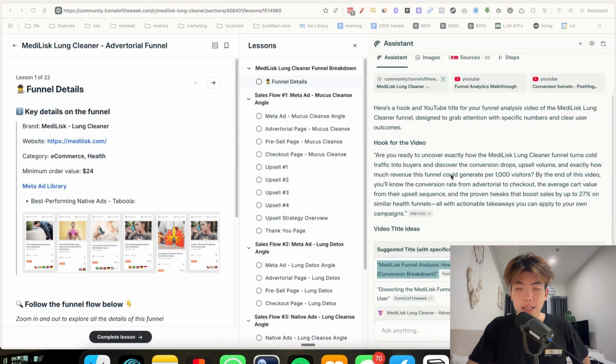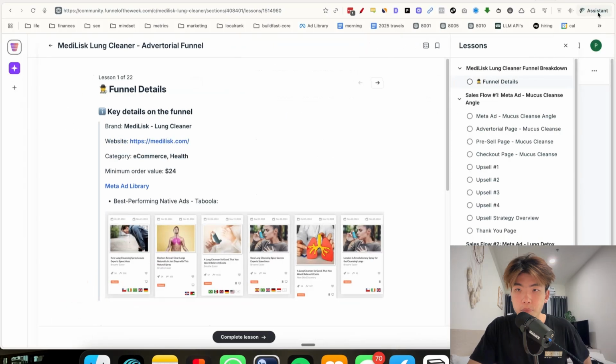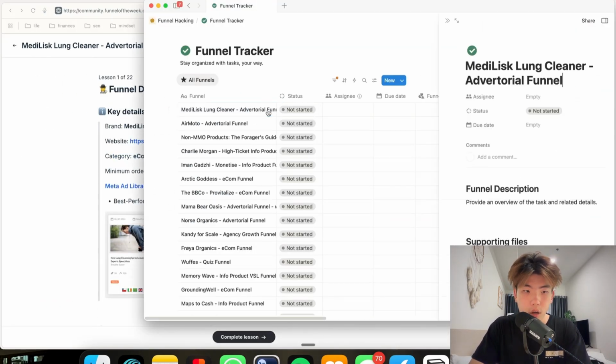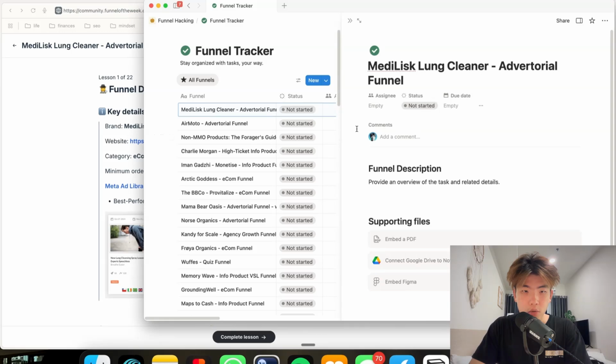So we'll be going over the exact tactics of how they're able to monetize their users so effectively, and how you can use it for your own SaaS, e-com, or lead gen funnels. So let's get right into it. So here is the funnel, and I'll just be taking notes, so you guys can also take notes as well.